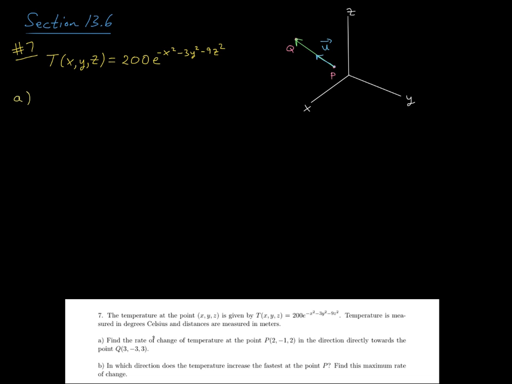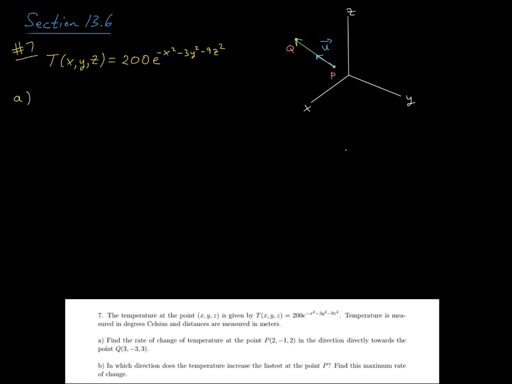So for part A, we're asked to find the rate of change of temperature at the point P with coordinates (2, -1, 2), in the direction directly towards the point Q with coordinates (3, -3, 3). Up here I have a picture of our point P. Imagine we're standing at P, and we start heading directly towards Q. What we want to know is how fast our temperature is changing as we move in this direction.